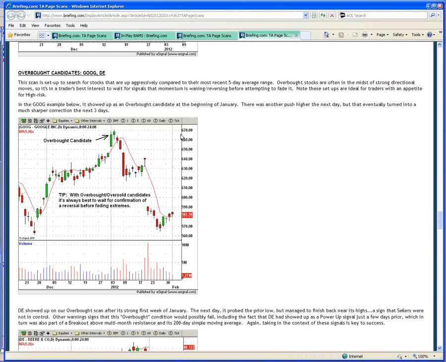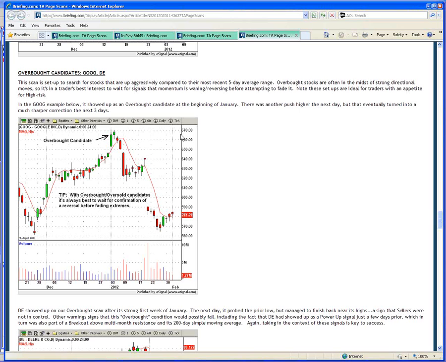But generally speaking, the best advice I can give on these is to wait for a reversal signal, whether you're going long an oversold stock or short an overbought stock. One of the best setups I've found is when price gaps up just a little bit above the high and then reverses into negative territory, below the previous day's close. Those are usually pretty good shorting opportunities. Vice versa on the oversold side.